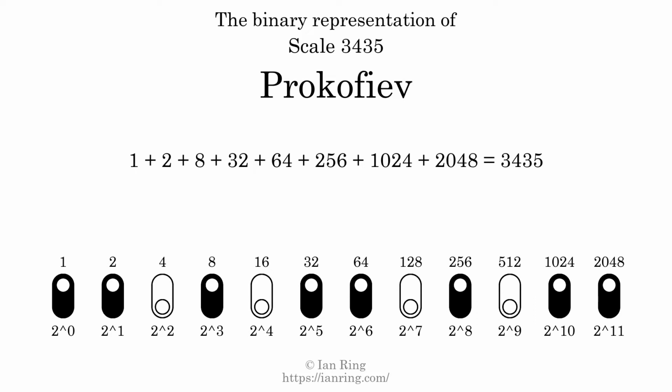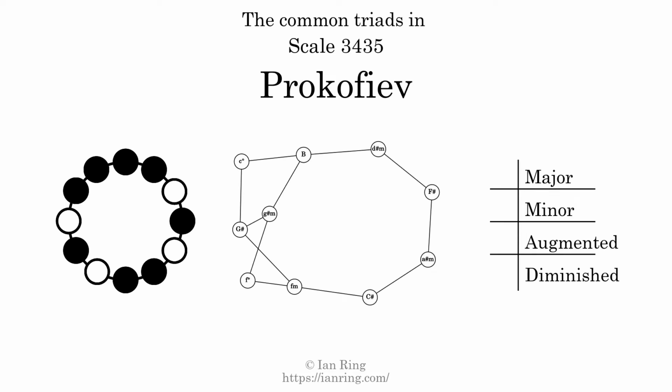The scale number not only enumerates the scale with a unique index, but it also literally describes the tonal content of the scale. Represented as a binary number in base 2, the scale number is 1101011101011. Here are the common triads present in this scale.